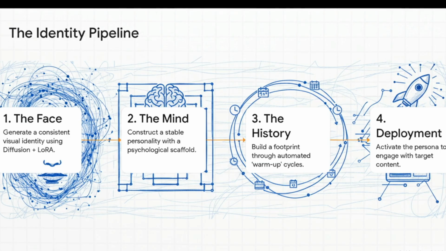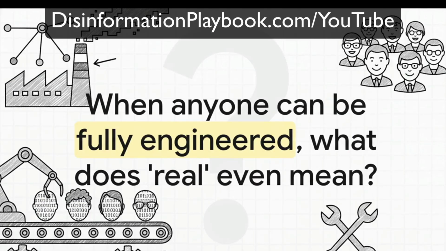Step 1, the face, generated for perfect, unwavering consistency. Step 2, the mind, built on that psychological scaffold so it never breaks character. Step 3, the history, manufactured through that warm-up cycle to look totally authentic. And finally, Step 4, deployment, when the finished product is activated and sent out to do its job. This isn't about a few rogue actors in a basement anymore. This is a repeatable, scalable, industrial process. And it leaves all of us with a really tough question we have to grapple with. When any person you meet online can be engineered from scratch, what does real even mean anymore?